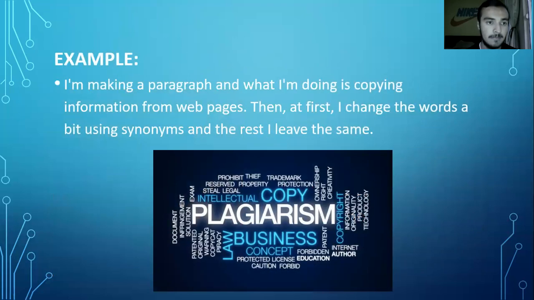As an example, I am making a paragraph, and what I'm doing is copying information from web pages. Then, at first, I change the words a bit using synonyms, and the rest I leave the same. It means that I'm wrong because I'm just changing a little part of this. And now it has to change all the information, well, using paraphrases, of course, but not just a minimum part.